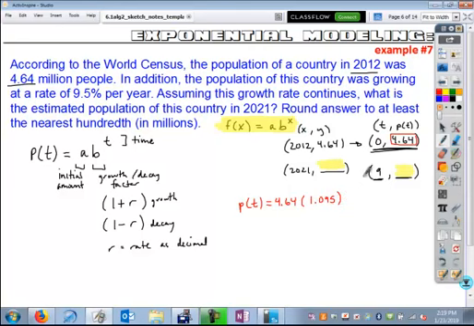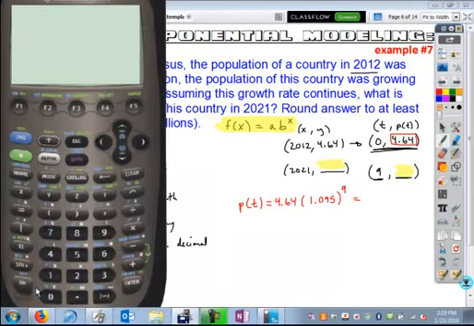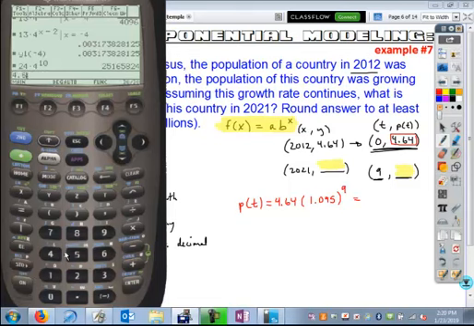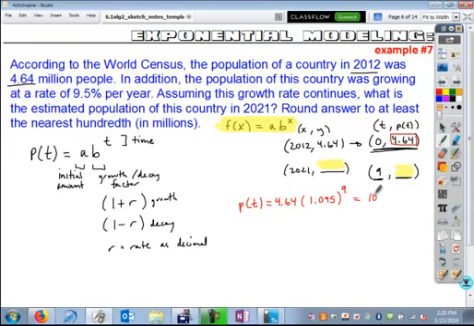And then my t value is what? 9. And so this is going to give me my new number, my solution. And so when I calculate this, I get my answer: 4.64 times 1.095 to the power of 9. Hit enter, and I get my solution of approximately 10.50. It's in millions. Okay, that would be my solution.